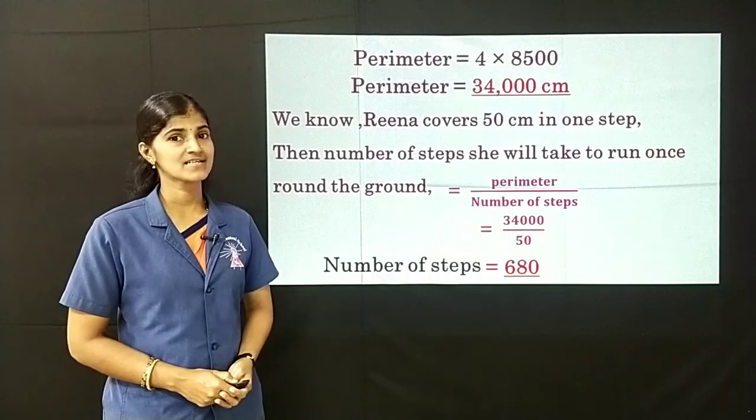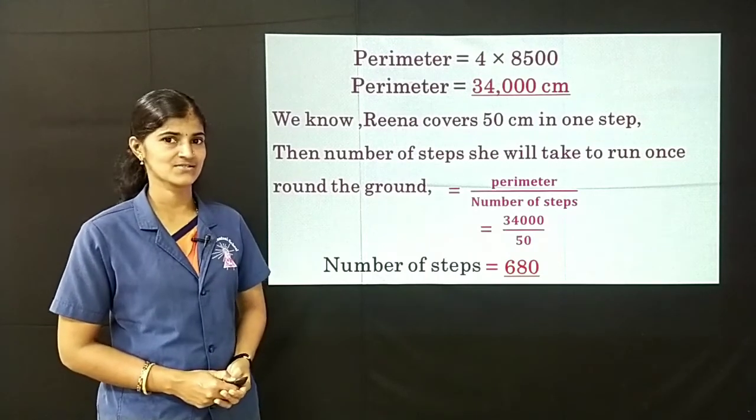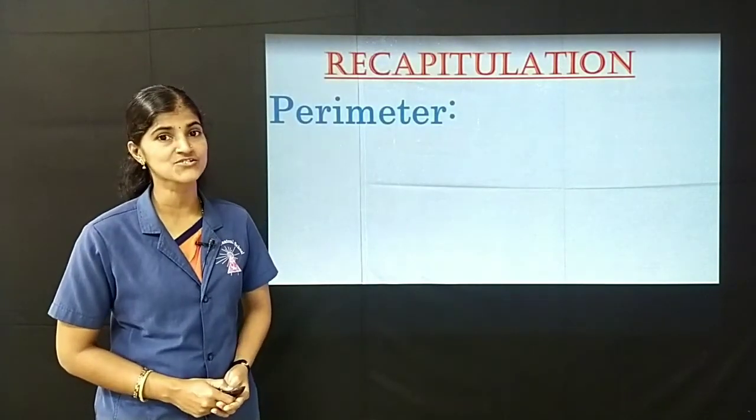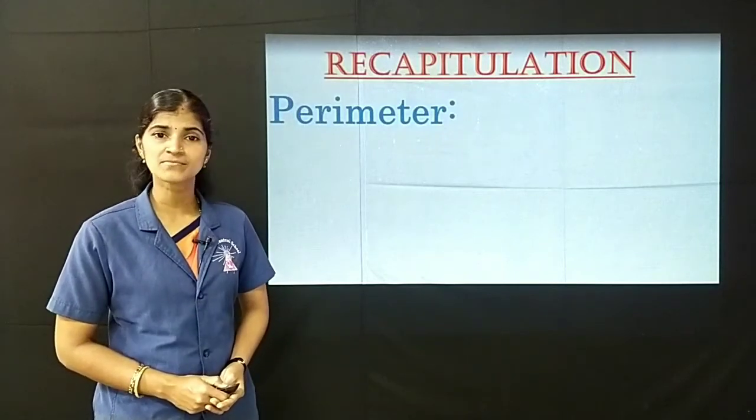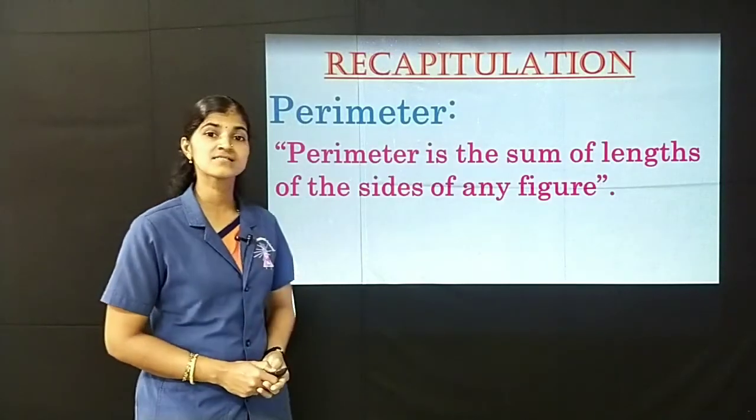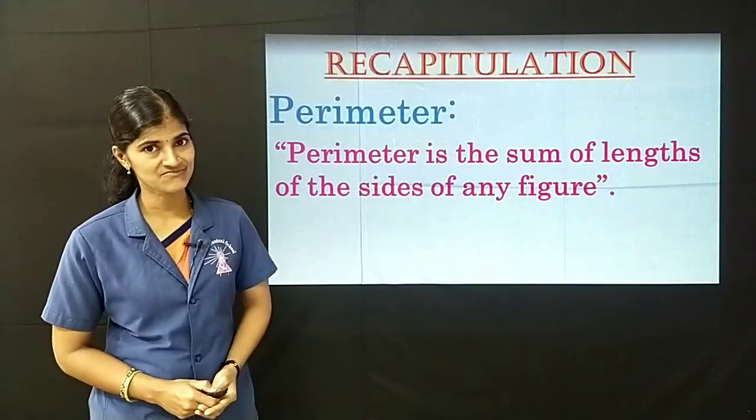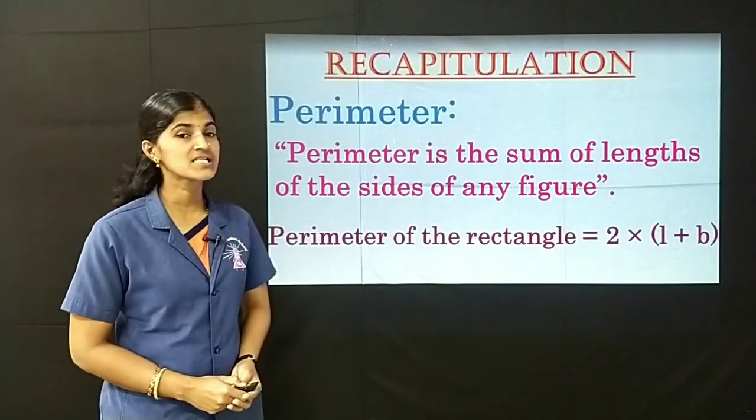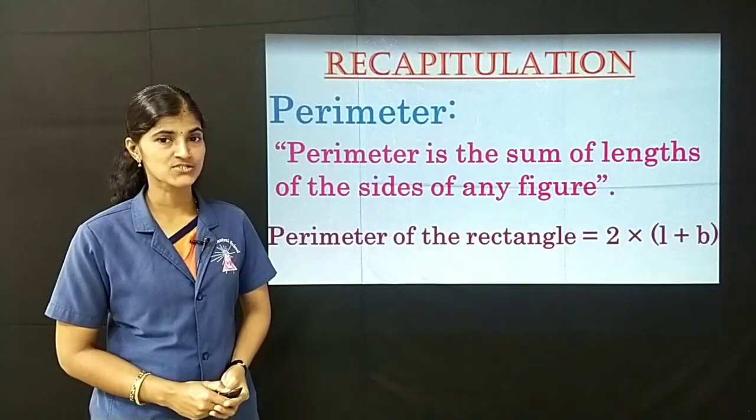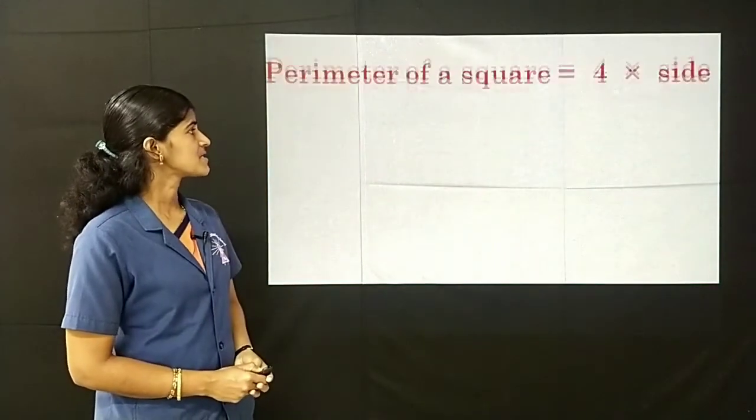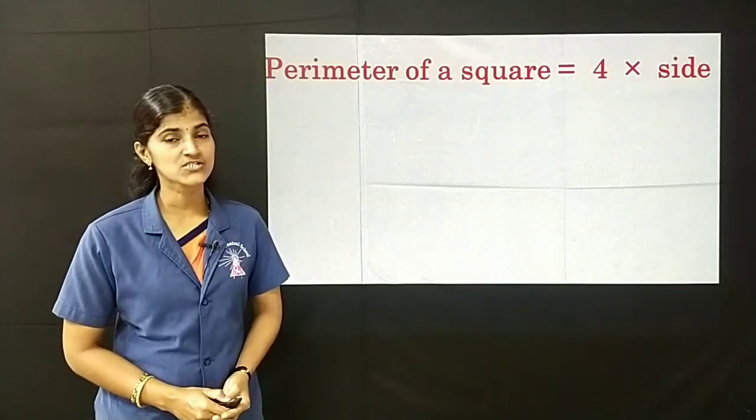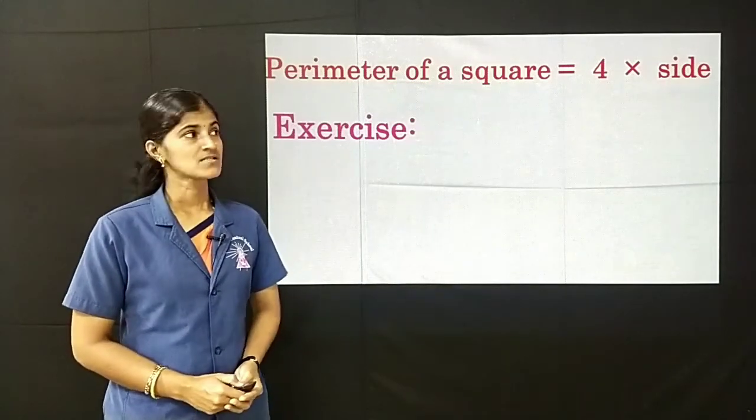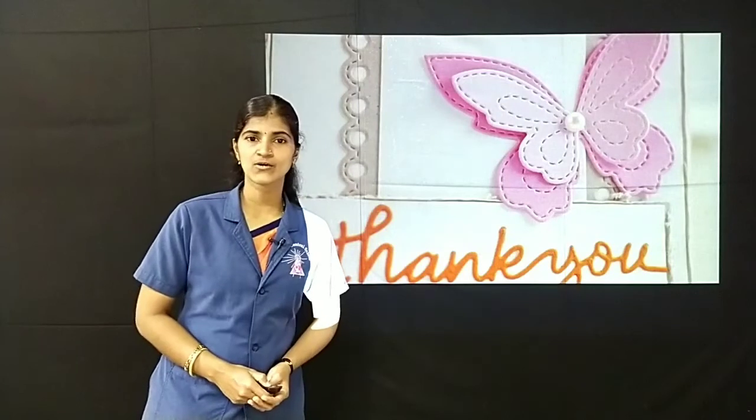Now let us quickly recapitulate what we have studied in today's class. The first important point we have studied today is perimeter. So what do you mean by perimeter? Perimeter is the sum of lengths of the sides of any figure. Then the perimeter of the rectangle, we know the formula, it is 2 into L plus B. Then the perimeter of a square is 4 into side. And also we have solved some exercise problems. So the perimeter idea is more clear, I hope now.